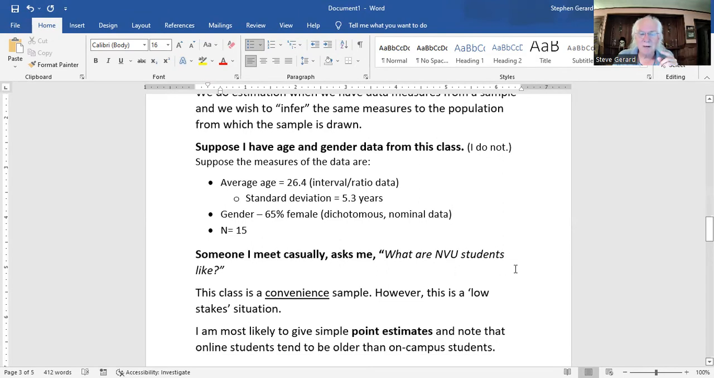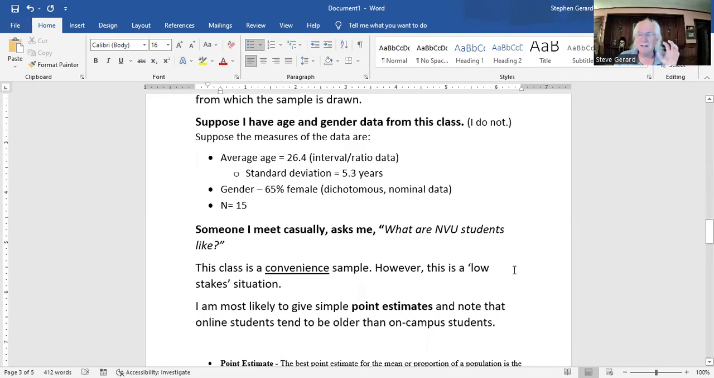But I want to point out, if I have that information from you folks in this class, that's a convenience thing. That's not a random sample. The people in this class are not a random sample of NVU students. That I would have data from you makes it a convenient sample. However, it's a low stakes situation.